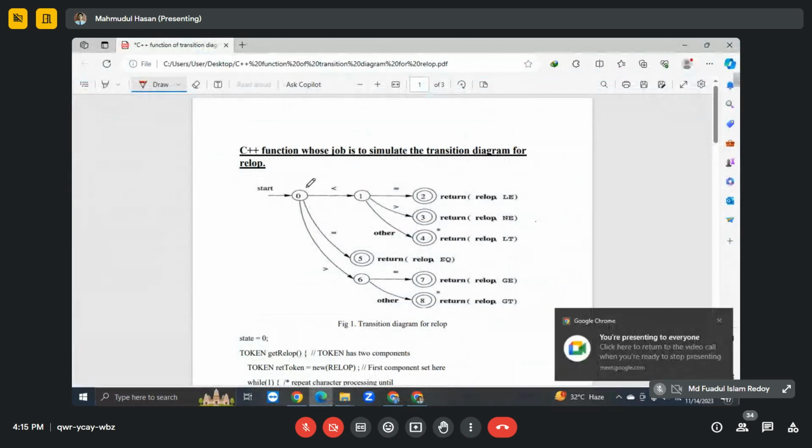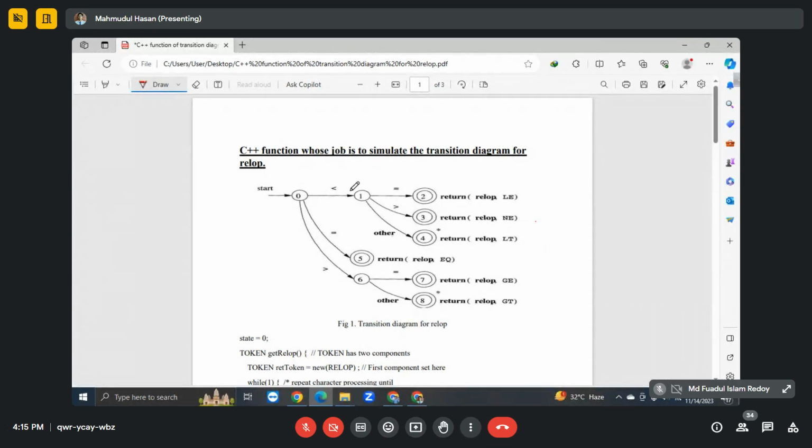Okay, so this one actually is a transition diagram. Suppose you need to write the function of this transition diagram. It is very difficult. Everyone listen to me carefully. It is very difficult to write the whole code in the exam hall, because in the exam hall there is a time constraint. If you think about the exam hall, there is a time limitation.